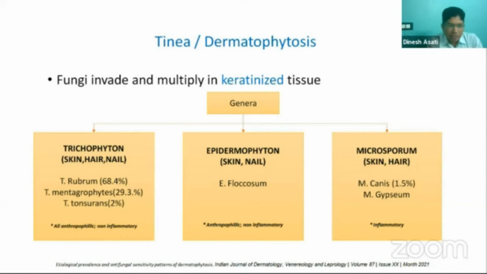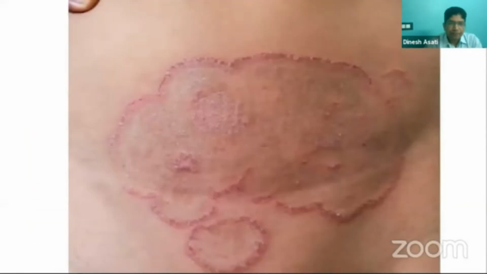These infections are caused by either Trichophyton, Epidermophyton, or Microsporum species, and the most common is Trichophyton rubrum. But nowadays there is a little turn, so we are also seeing mentagrophytes, even more common sometimes. In the AIIMS study last year, we found mentagrophytes more commonly than rubrum in the skin.